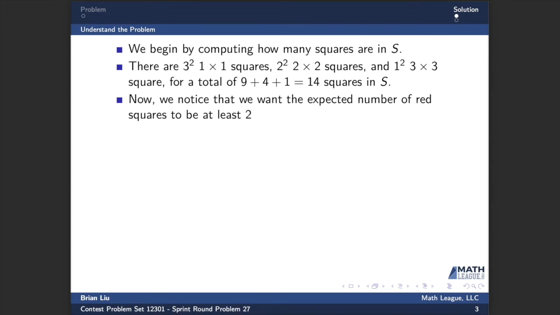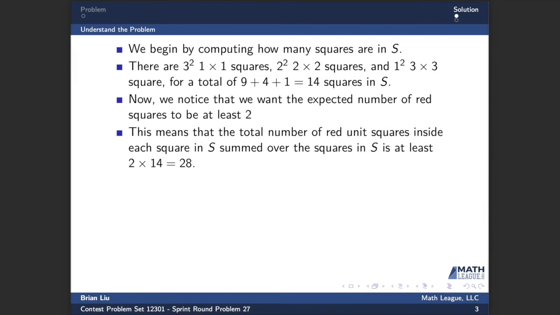And well, we remember what we want. We want the expected number of red squares inside of S to be at least 2. And well, what does this mean? This means that expected value, we remember, is the total of the answer over all the possibilities over the total number of possibilities. Right, so here the total number of possibilities is 14, and so the total of the answers over all the possibilities has to be at least 28, which is 2 times 14. Right.